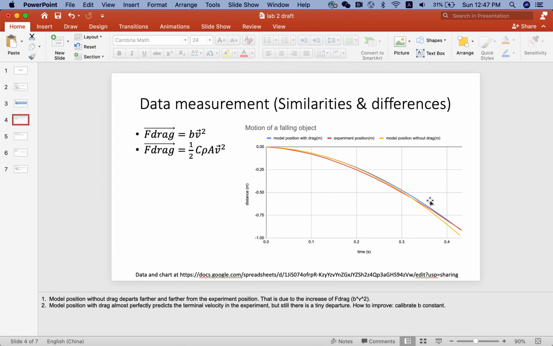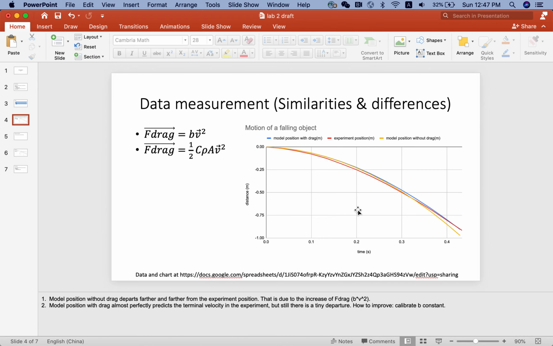And then let's look at the differences part. The yellow line departs from the red line further and further. That's because of the effect of drag force. As the velocity gets bigger, the drag force gets bigger, so we have greater discrepancy here.